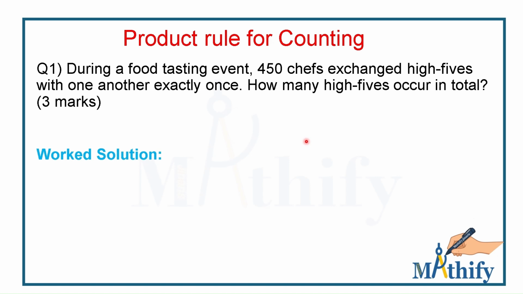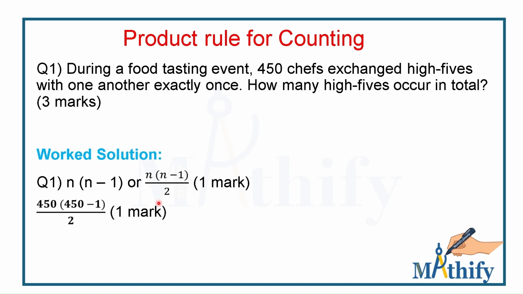There are 2 formulas you can use. You can either use n multiplied by n minus 1, or n multiplied by n minus 1 divided by 2. When you plug in these 2 potential formulas, that will give you your first mark. Now to work out this question, we know that n is equal to 450. We can plug this into this formula. So 450 multiplied by 450 minus 1 divided by 2. That will be your second mark.